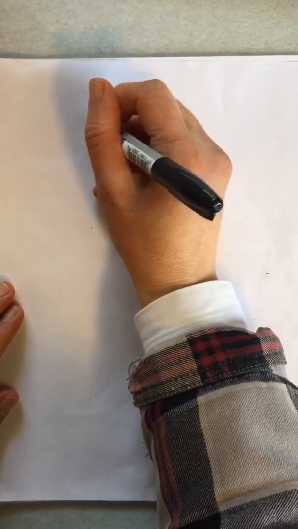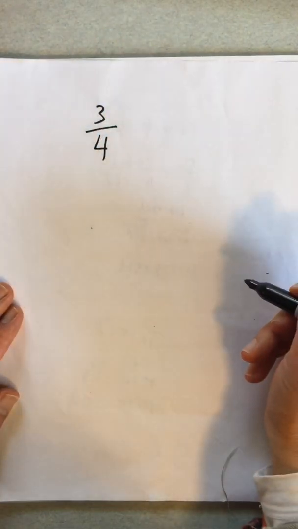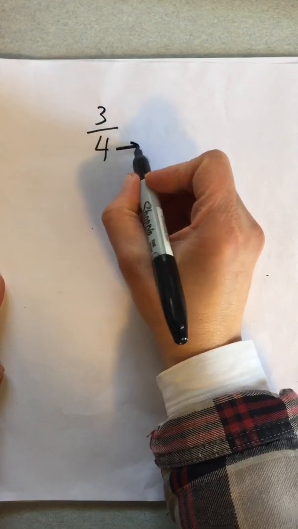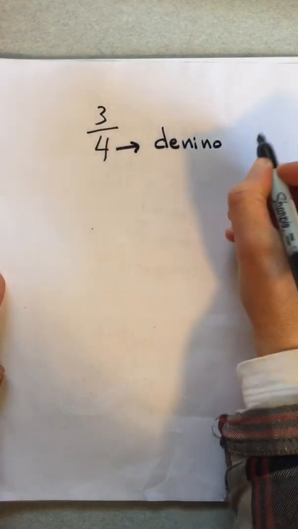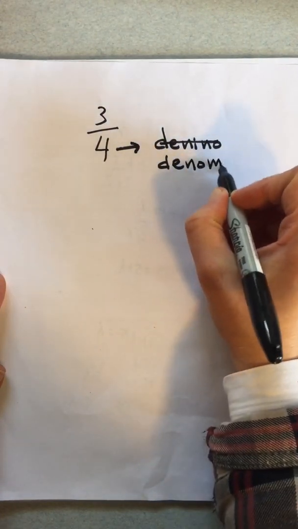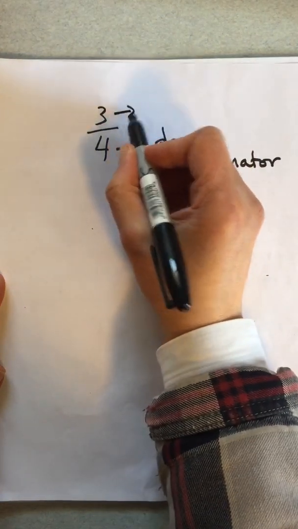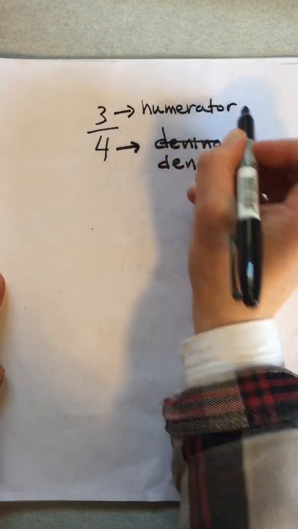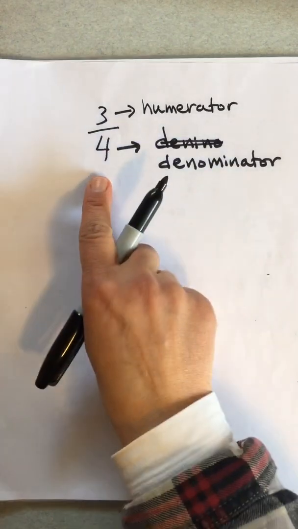I'm going to write a fraction right now. This is 3/4, or 3 over 4. This is called the denominator. Sorry about that. This is called the numerator. Right? Okay, so let's see what that means.